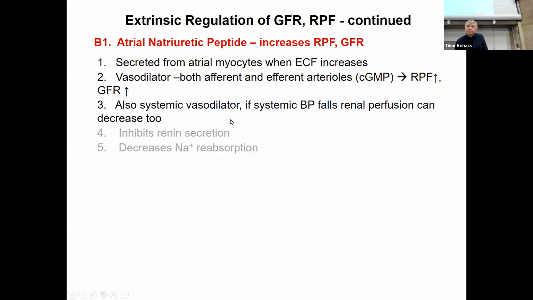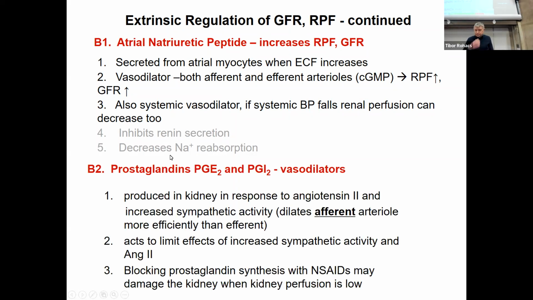So even though in principle it increases the renal perfusion, if there's too much of an increase, your blood pressure can drop, and that could counteract this effect. As we will discuss in the next lecture, it also inhibits renin secretion and decreases sodium reabsorption.